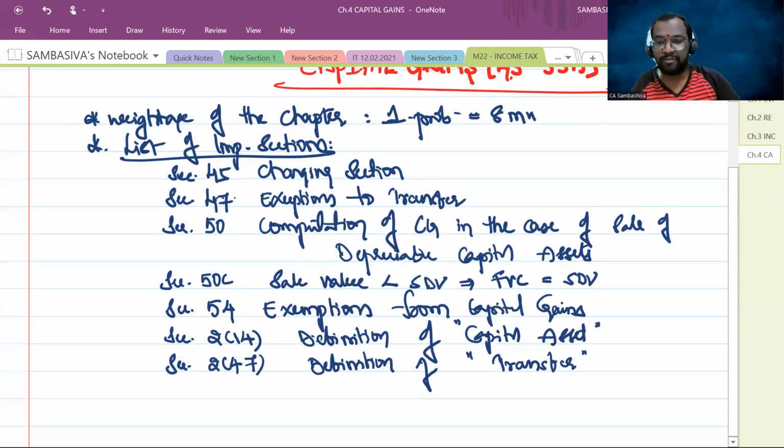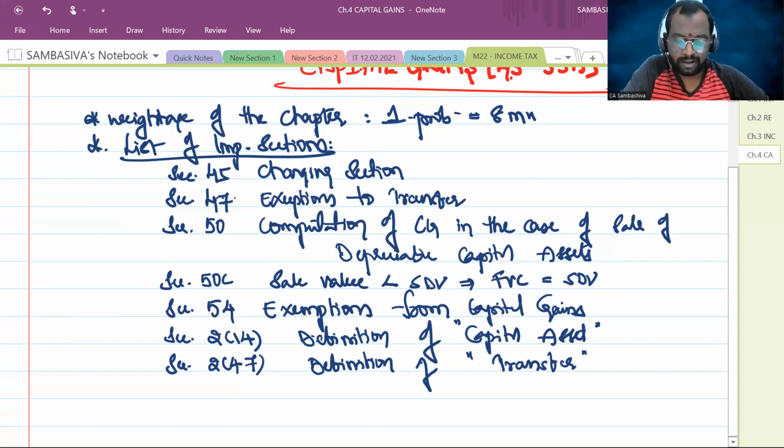Okay, these are the list of important sections from this chapter. Section number 45, the very first section of the chapter, which deals with the charging section. Section 47, exceptions to the transfer. Section 50, computation of capital gains in the case of sale of depreciable capital assets. 50C, where the sale value is less than stamp duty value. In that scenario, we are going to take the full value of consideration equal to stamp duty value. Then section 54, exemptions from capital gains. Section 2 clause 14, definition of capital asset. Section 2 clause 47, definition of transfer.